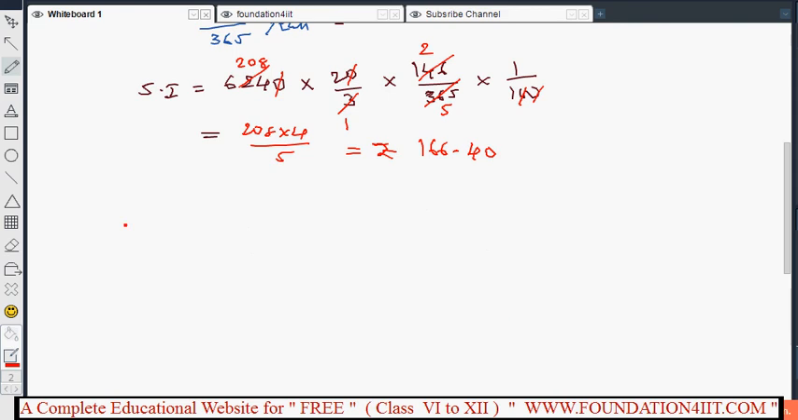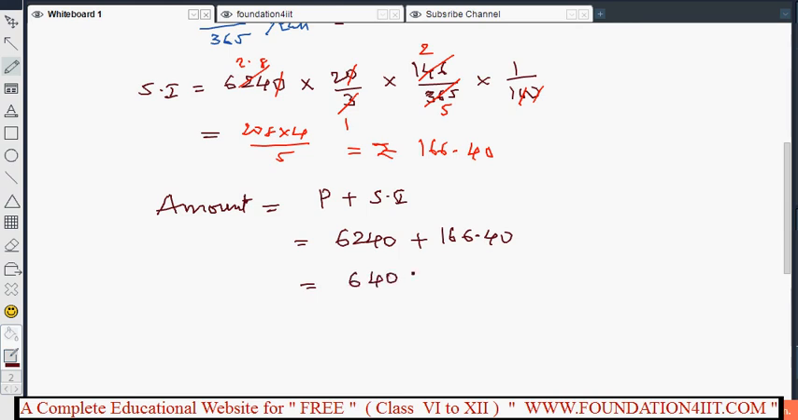Now amount is asked. So amount is equal to principal plus simple interest. Now principal in the problem is 6240 and simple interest is 166.40. If you add both, you get 6406.40. So this is the total amount. Whenever we have dates, this is the procedure we need to follow. Fine. Now next, for example, if they ask to find the time when principal, simple interest and rate are given, we'll see now.